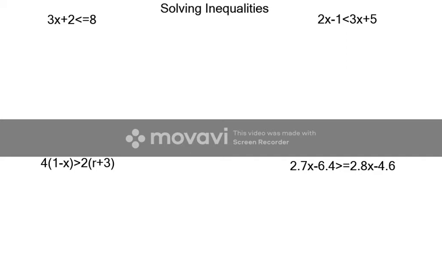The first question says 3x plus 2 is less than or equal to 8. So let's rewrite the inequality: 3x plus 2 is less than or equal to 8. From here, we isolate the variable, so we subtract 2 on both sides. Basically, we're moving the variables to one side of the inequality and the constants to the other side. So we'll have 3x is less than or equal to 6. After that, you divide by 3 on both sides, so you'll have x is less than or equal to 2. And so yeah, that's the answer.